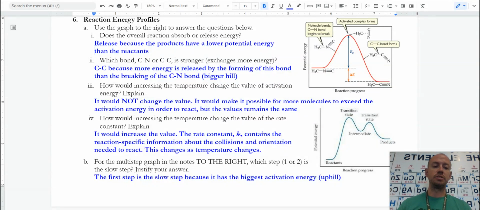I already answered this, but to restate that, big hills have big activation energies, small hills have small activation energies, and that means the first step is slow, or more correctly, the rate determining step for this. It requires a lot of energy, whereas the other step only requires a little bit, relatively speaking.